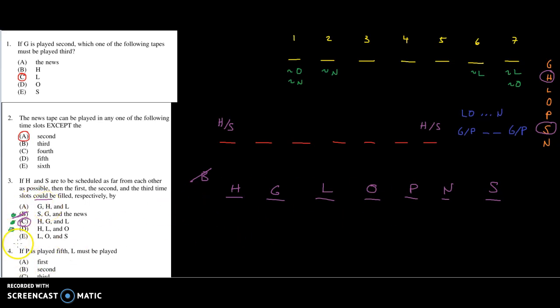And what we just kind of had to do was play out the scenario. Like with B, if we put S, G and then N, we ultimately created a contradiction. We were going to break the rule with the L-O and the N's. So, anyway, hopefully that was helpful. I'm going to pause there, and we will do the remaining questions in the next video.